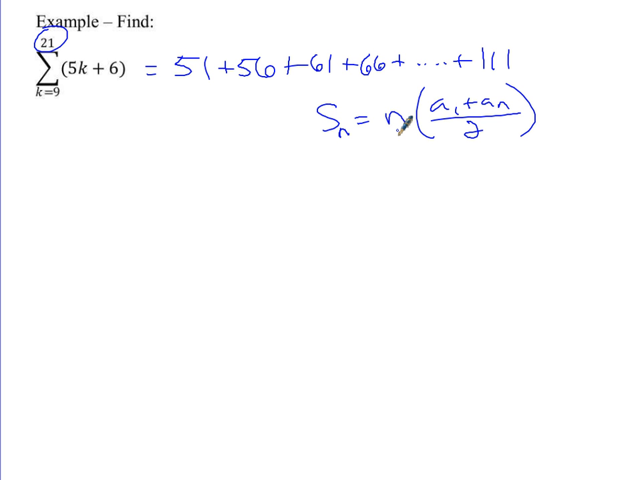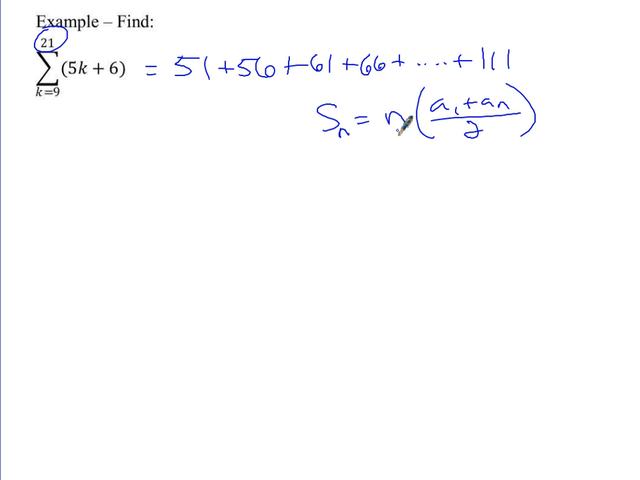So to do that, you got two choices. You can count. We start at 9, so 9 is one term. And then 10, 11, 12, 13, 14, 15, 16, 17, 18, 19, 20, 21. How many terms do we have? We have 13 terms, not 12.